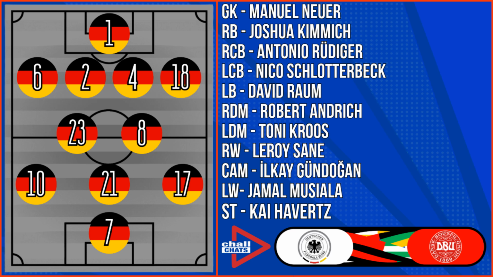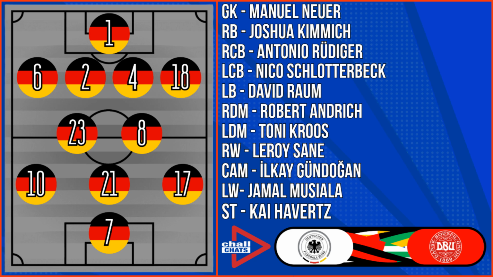Manuel Neuer in goal, a back four from right to left consisting of Joshua Kimmich, Antonio Rüdiger, Nico Schlotterbeck coming into the back line, and David Raum also coming in. A midfield partnership of Robert Andrich and Toni Kroos, bearing in mind Andrich now has the yellow cards necessary to be withdrawn from the quarterfinal. Leroy Sané and Jamal Musiala partner either side of Ilkay Gundogan, with Kai Havertz in the striker role, just like under Arteta at Arsenal.